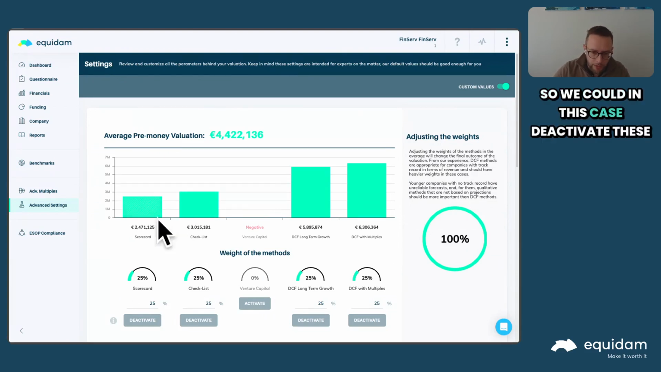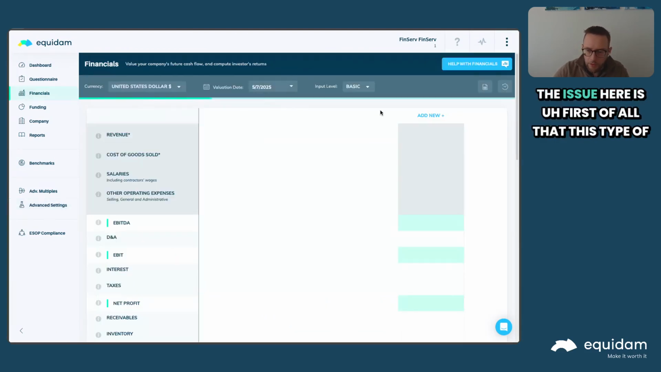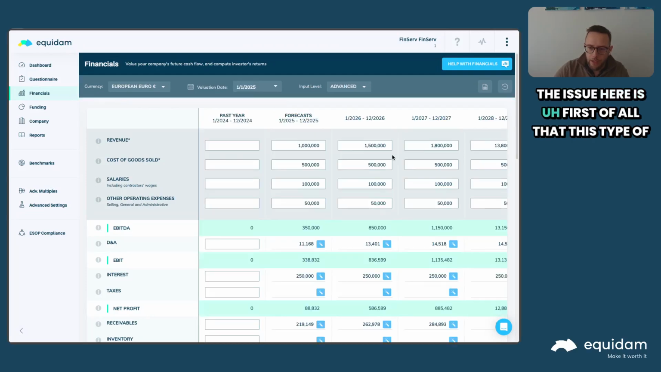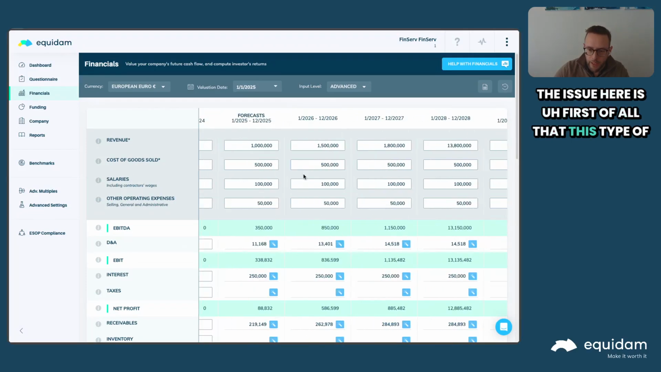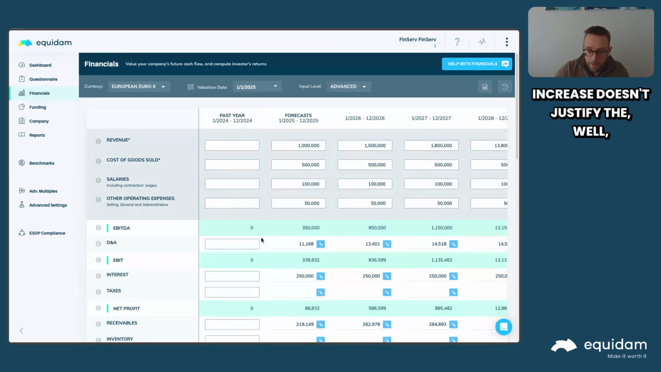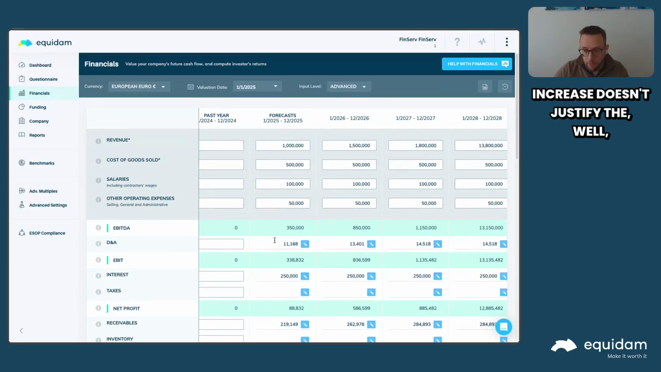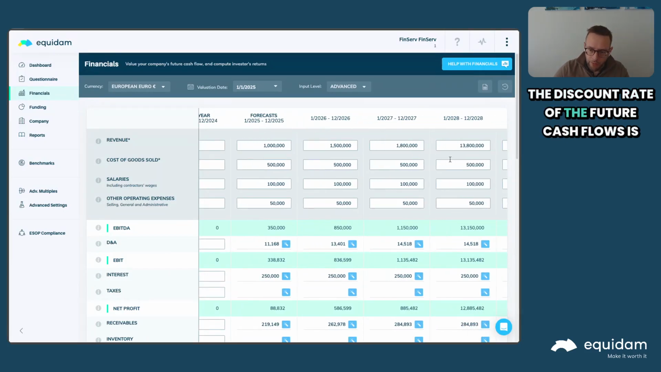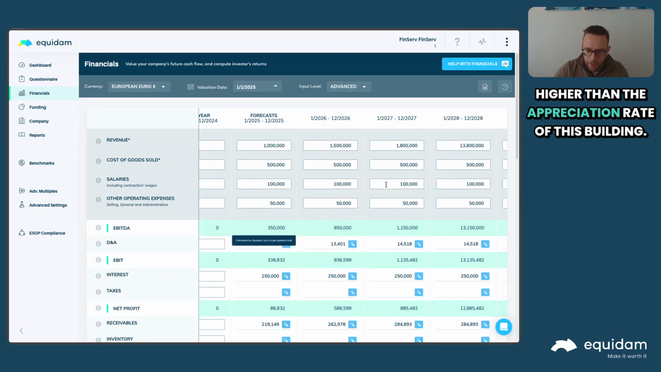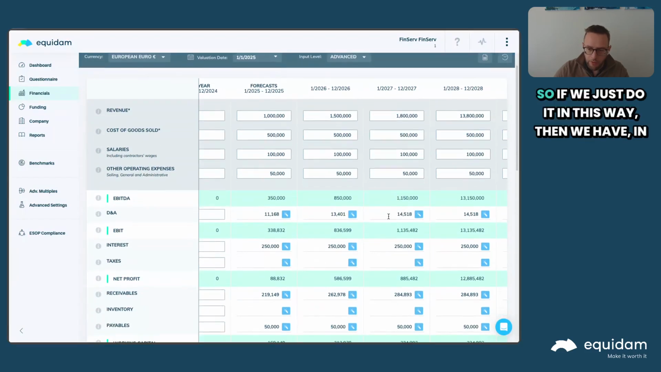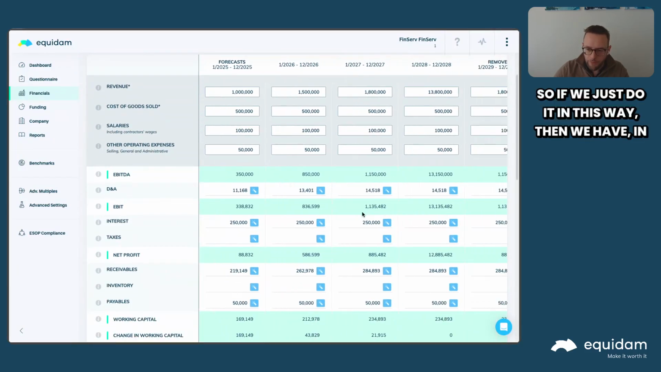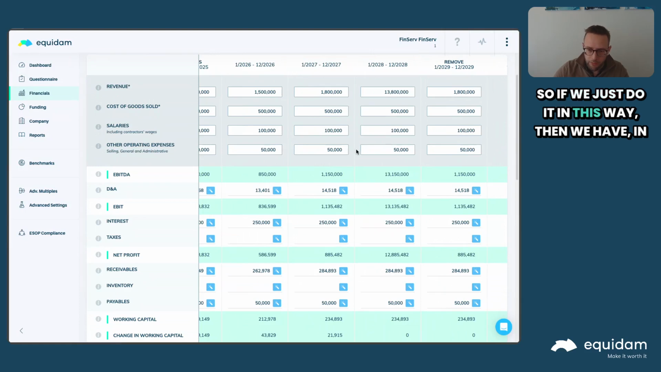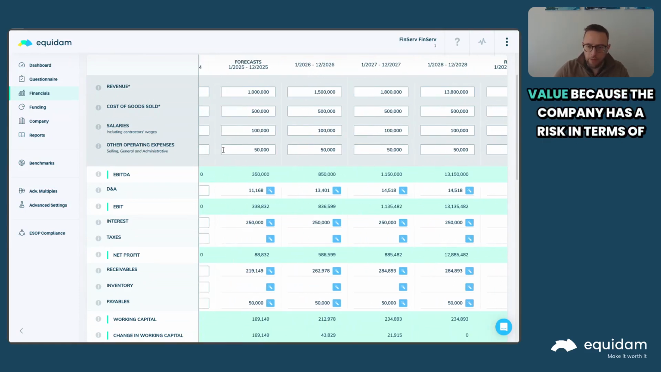So we could, in this case, deactivate these methods as well. The issue here is first of all that this type of increase doesn't justify the discount rate of the future cash flows, which is higher than the appreciation rate of this building. So if we just do it in this way, then we have, in a sense, destroyed a little bit of value, because the company has a risk in terms of discount rate that is higher than the appreciation of the building.